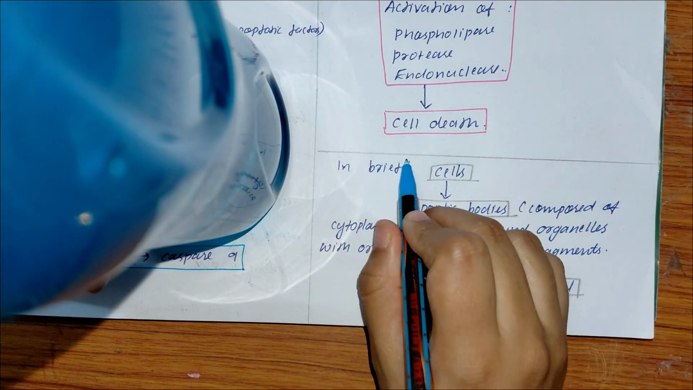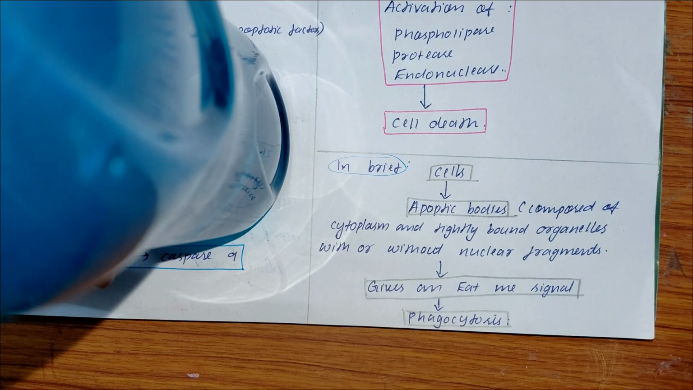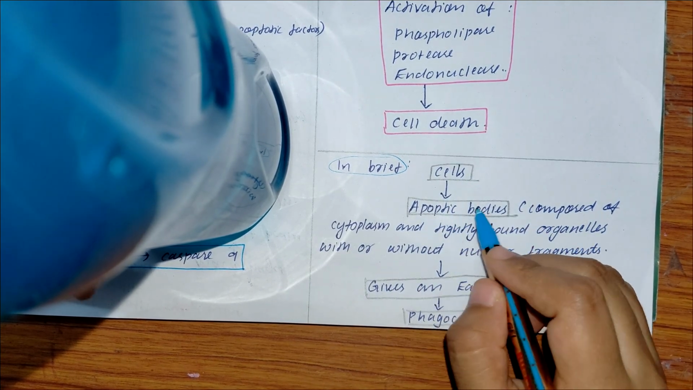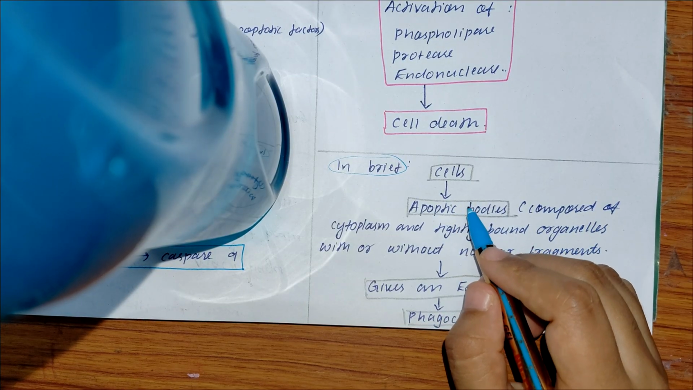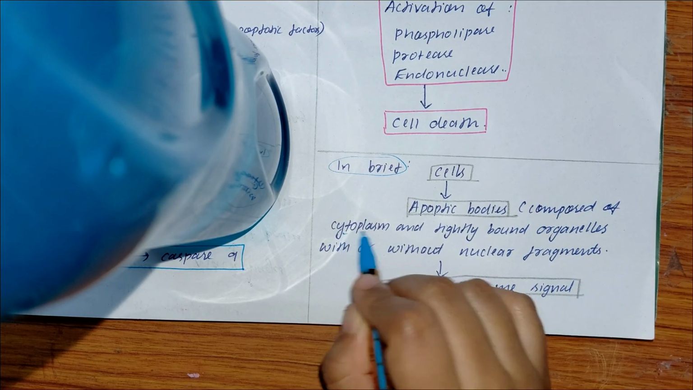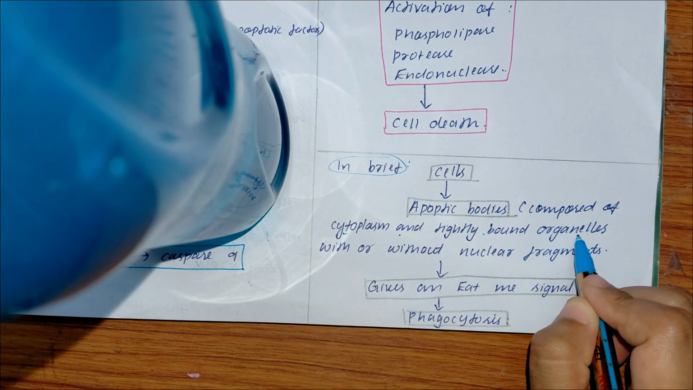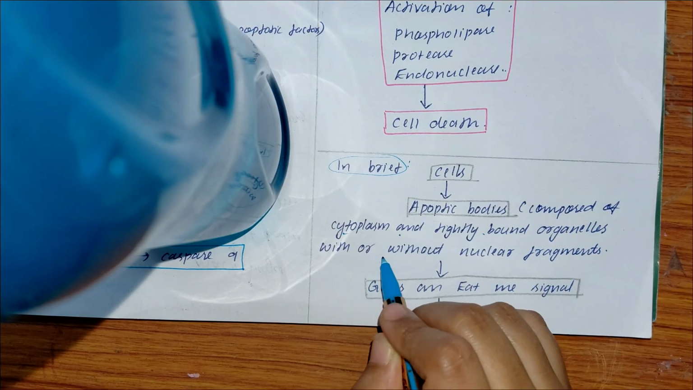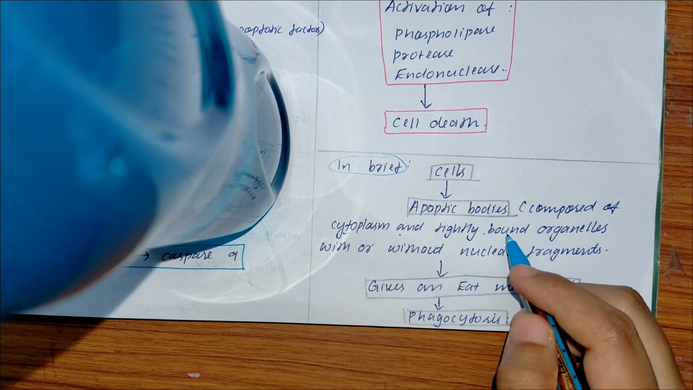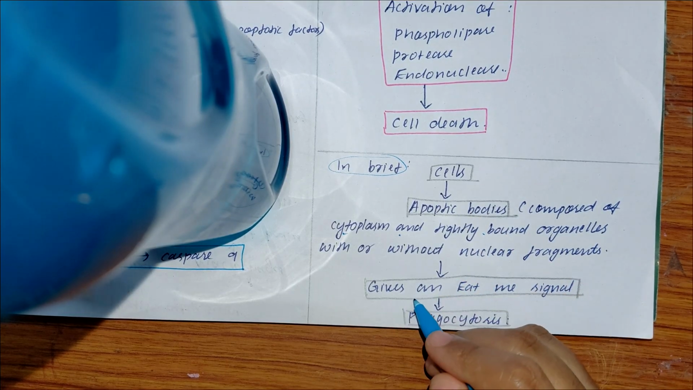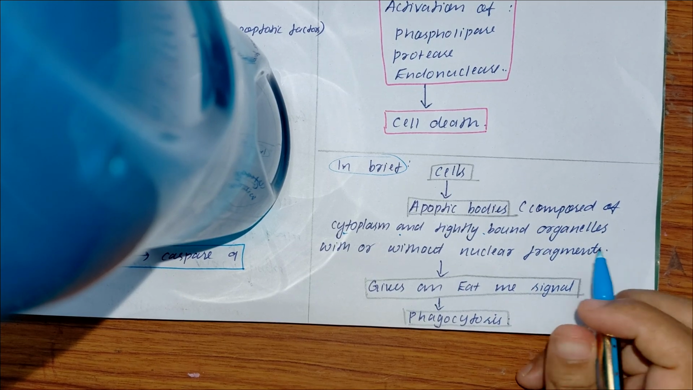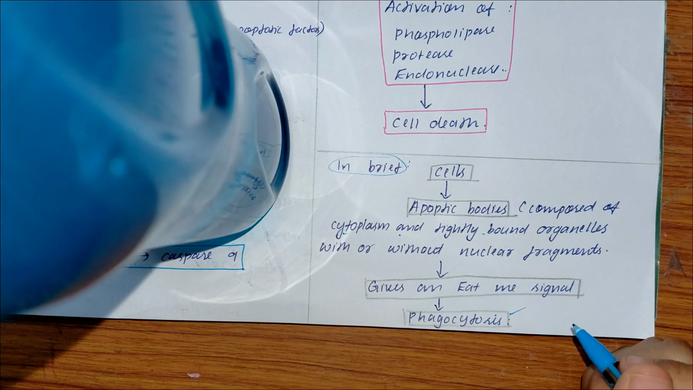Now, in brief, if I am talking about apoptosis, I'll be saying it like this. Now we have the cells, and they underwent some stress and are going to die. So it's basically apoptotic bodies or apoptotic cells. It will be composed of cytoplasm and tightly bound organelles, and maybe it has nuclear fragments or it may not. That is an apoptotic body. And these apoptotic bodies will give the signal, eat me, I am not needed, and it will undergo phagocytosis leading to cell death.